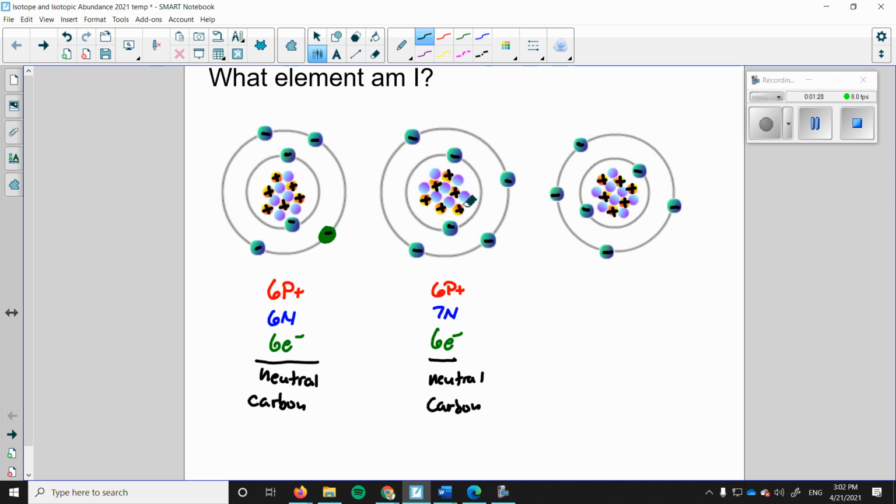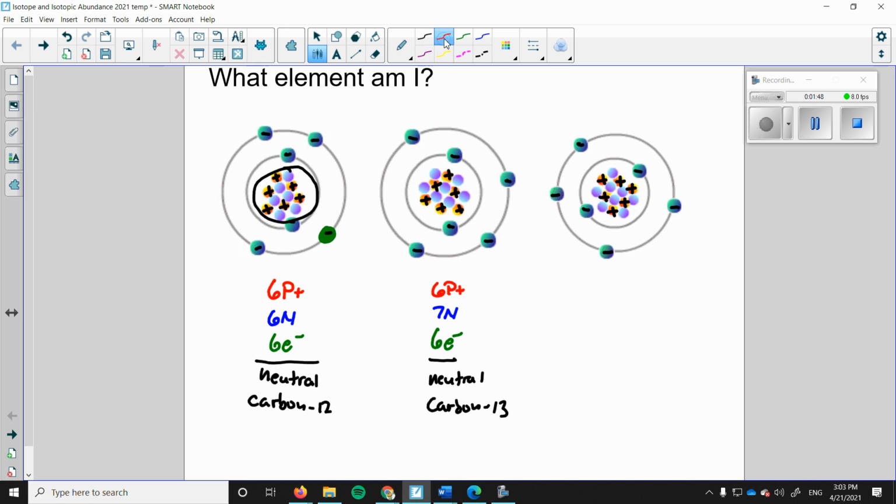When you have different numbers of neutrons, you have isotopes. Both of these are carbon, but I have to call them something, so we call them according to the number of entities they have inside the nucleus. Here I've got 12 things in the nucleus, so it's going to be carbon 12. Here I've got 13, so this is going to be carbon 13.